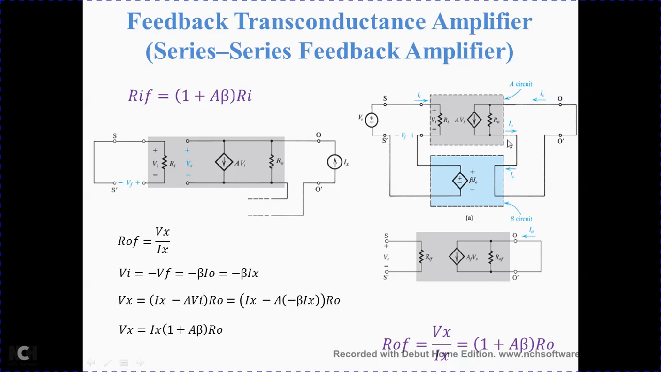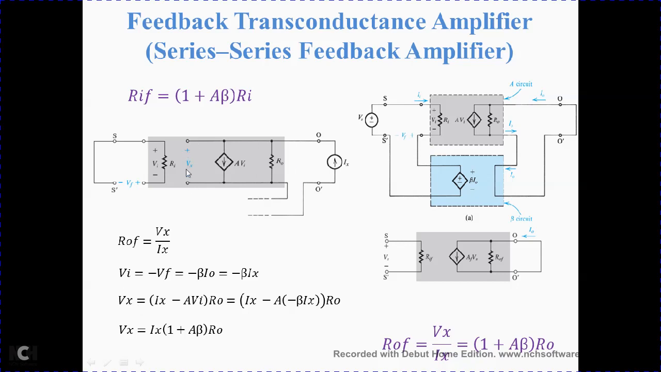In order to measure the output impedance, as I said earlier, you need to have a source at the output and you should short circuit the input. This time it is a current source because I am interested in the current at the output, because it is a transconductance amplifier. Now R0f is the same, Vx by Ix. What is Vx?